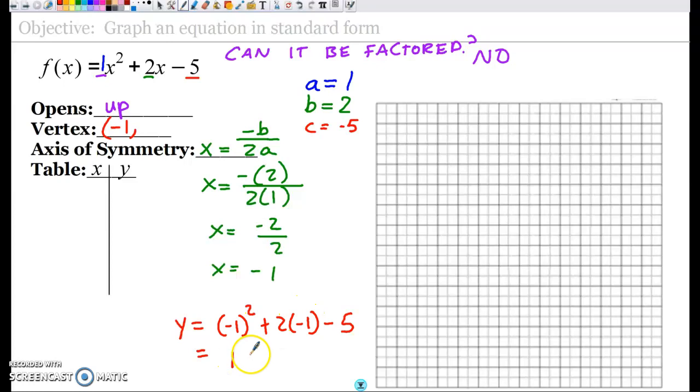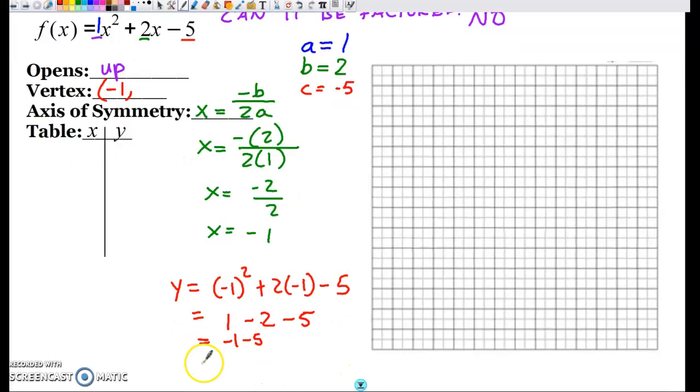2 times negative 1, negative 2. Then minus 5 stays the same. Now be careful, and this is where most students make their mistakes. They're going too fast. 1 minus 2, negative 1 minus 5. What's negative 1 minus 5 more? Negative 6. So my vertex will be at negative 1, negative 6.